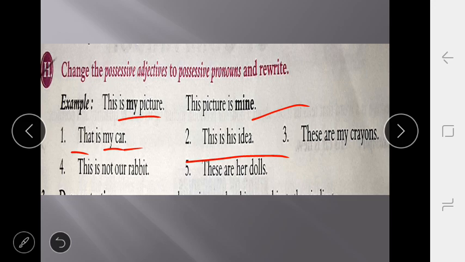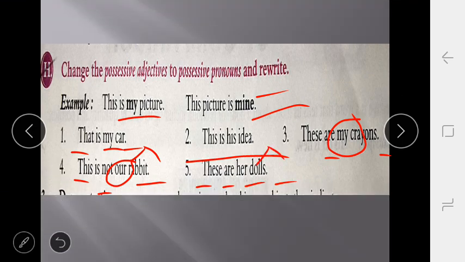In the third sentence, these are my crayons. These crayons are mine. We use mine in the place of my. In the fourth sentence, this is not our rabbit. This rabbit is not ours. We put s after our. In the fifth sentence, these are her dolls. These dolls are hers. Also put s after her.